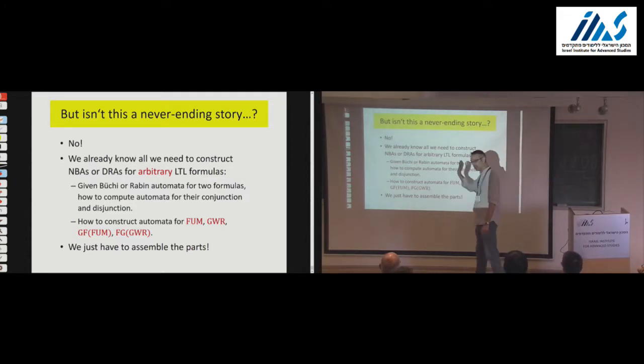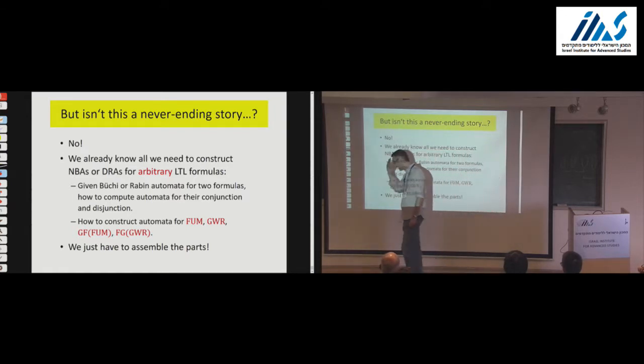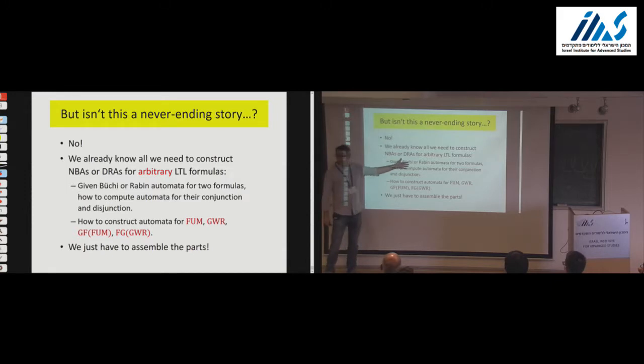My claim is, in order to construct a DRA or an MBA or a limit deterministic automaton for an arbitrary formula, you only need, with respect to constructions on automata, what we have seen so far. You have to be able to compute automata for intersection or for union. You have to be able to construct automata for these fragments, and that's it. There is nothing else. Now when you say Rabin, do you mean Rabin or generalized Rabin? When I say Rabin, I mean Rabin, but yeah, you may have to degeneralize at some point.